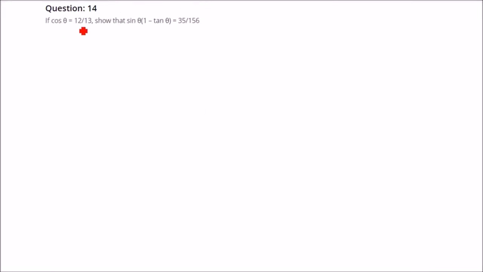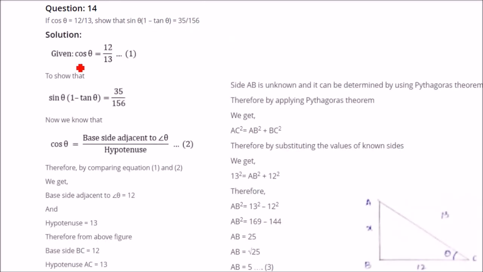Now cos theta is 12 by 13. Show that sin theta into 1 minus tan theta is equal to 35 by 156. Now again cos theta is given, which is our base upon hypotenuse. So 12 is base, hypotenuse is 13. So what will be the perpendicular? It will be 5. We already know by Pythagoras theorem. So here now sin theta into 1 minus tan theta.